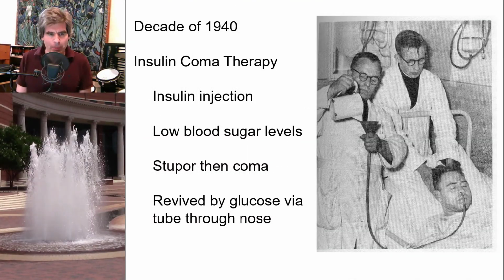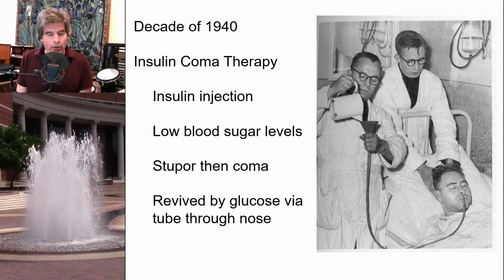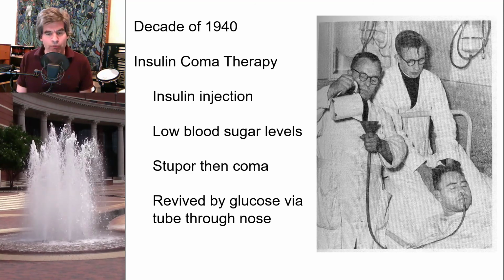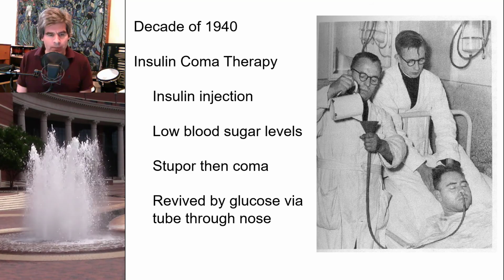In addition to lobotomies, other medical treatments for people with mental disorders during this decade included insulin coma therapy and electrical convulsive therapy. So, with insulin coma therapy, a patient received an injection of insulin to lower blood sugar levels, and the patient would be given a very large dose so that the patient would first go into a stupor and then go into a coma.